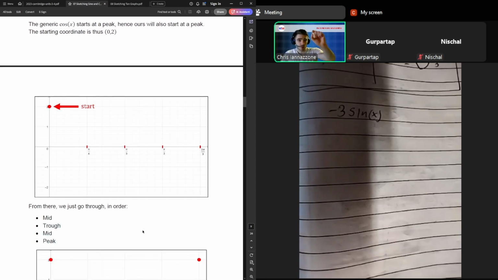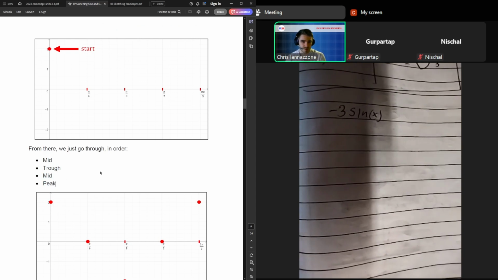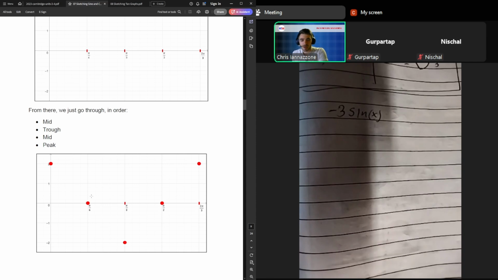So from a peak, it can't go any higher. The next thing that it has to go down to is the middle. Then it has to go down even further to trough, mid-peak, trough, mid-peak, trough, and you continue that as many times as you need to. In this case, we're only asked to do one cycle, which means start at peak, end at peak.